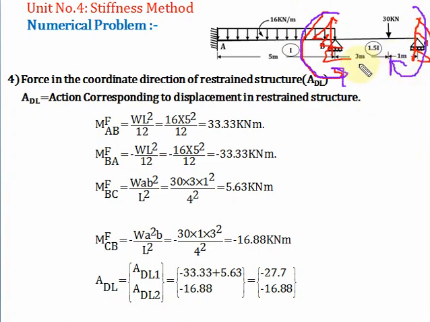Now the value of A is what? It is 3. And what is the value of B? 1. Okay. So W is 30, so 30 into 3 into 1 square upon 4 square. The value of the fixed moment in member BC is 5.63.